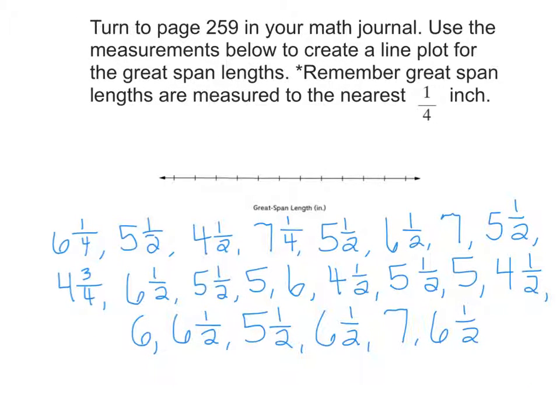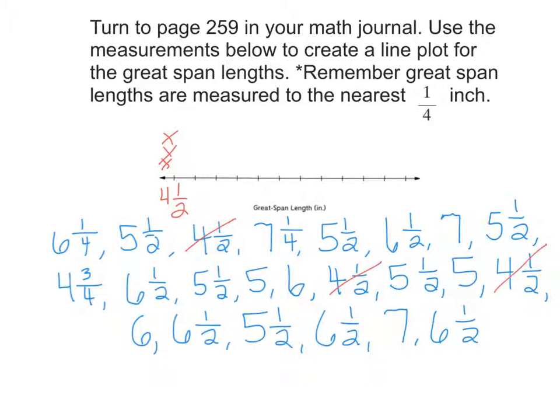Now turn to page 259 in your math journal. You will be doing the same activity as you just did with the cubit lengths for the great span lengths. You'll be creating a line plot, and remember, great span lengths were measured to the nearest quarter inch. So if I look at my set of data, I find that 4.5 is my smallest piece of data in this set. And if I go through my set, I find 1, 2, 3 pieces of data that are 4.5. So above the 4.5, I will put 3 X's.